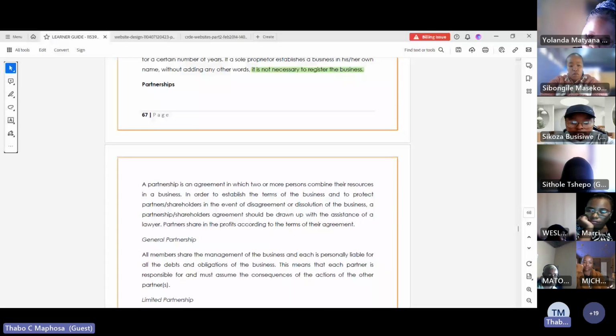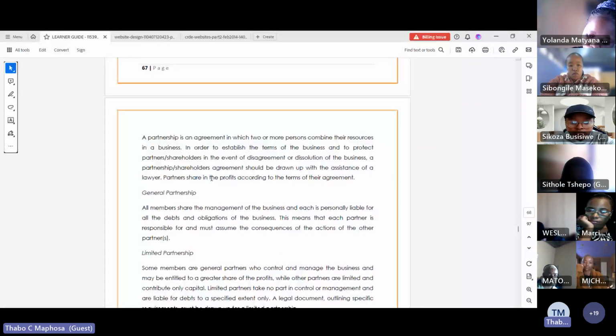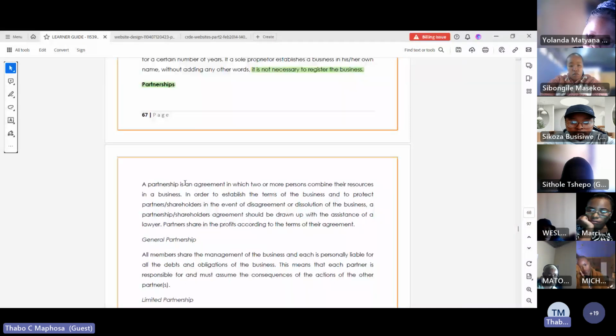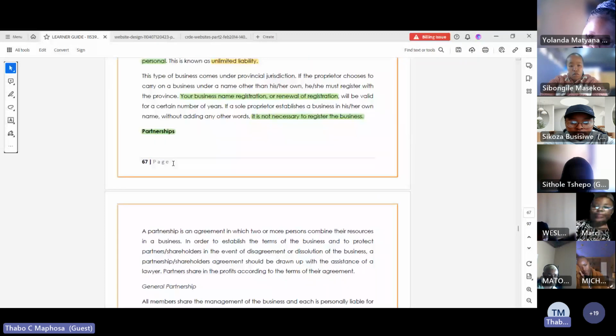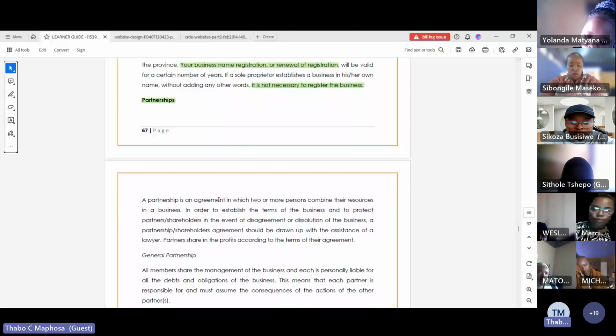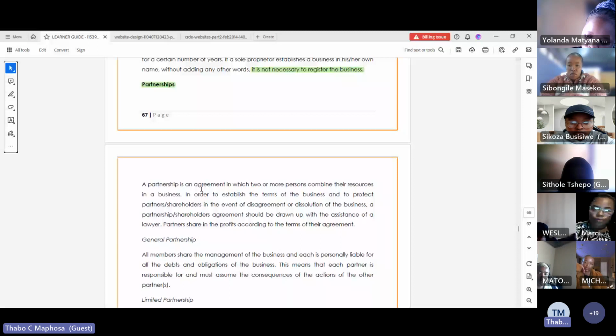And then the next business here, we've got something called a partnership. As the name suggests, the first one was sole, which means one; partnership means we're talking about two or more people. A partnership is an agreement that exists between two or more persons that combine their resources in a business in order to establish terms of the business and to protect the partners or shareholders in the event of disagreement or dissolution of the business. A partnership agreement should be drawn up, and the partners share profits according to the agreement.